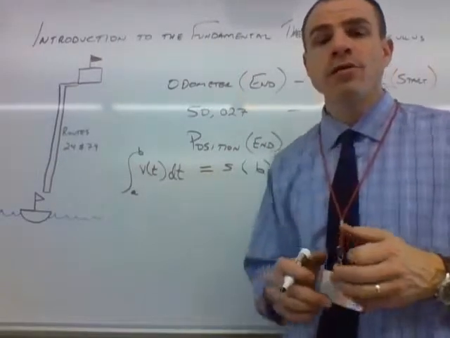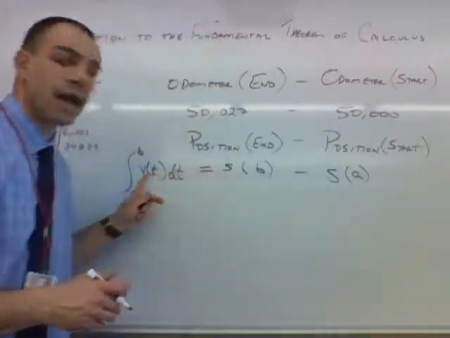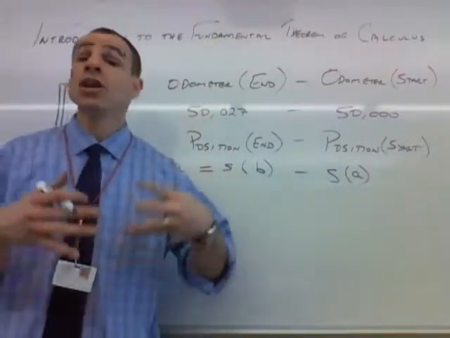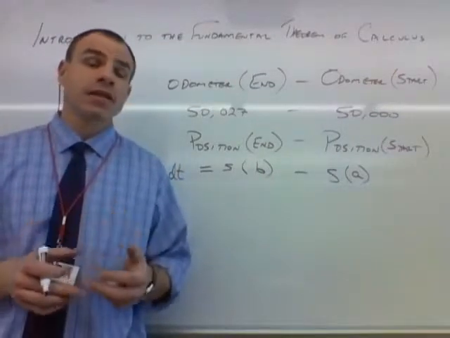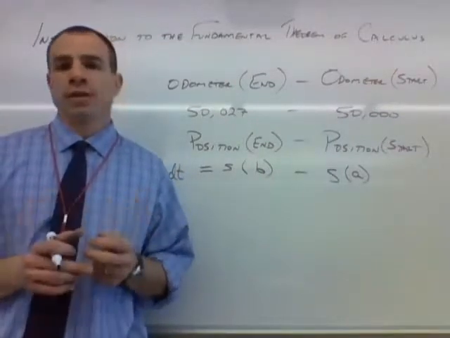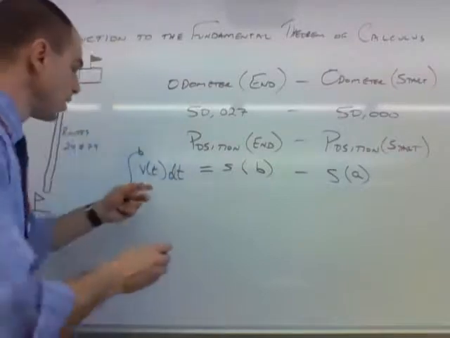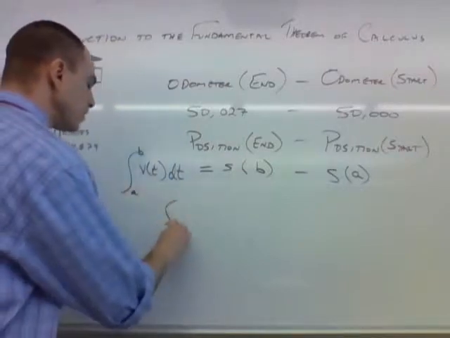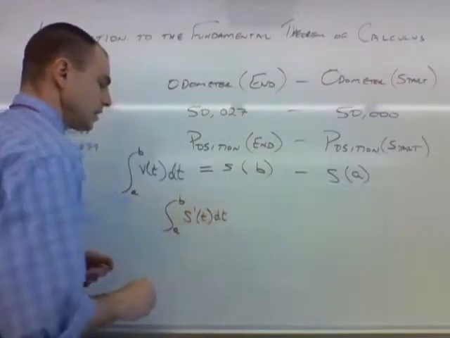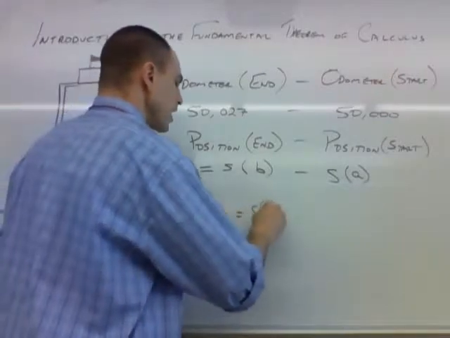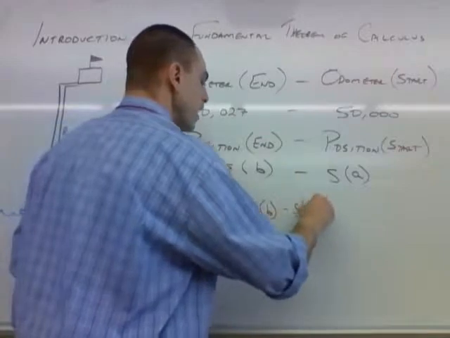And here's why. What's the connection between velocity and position in general? What did we learn way back at the beginning of the year? Exactly. Velocity is the derivative of position. So what we can do here is rewrite this. This is the integral from a to b of the derivative of position, dt. And that's equal to s of b minus s of a.